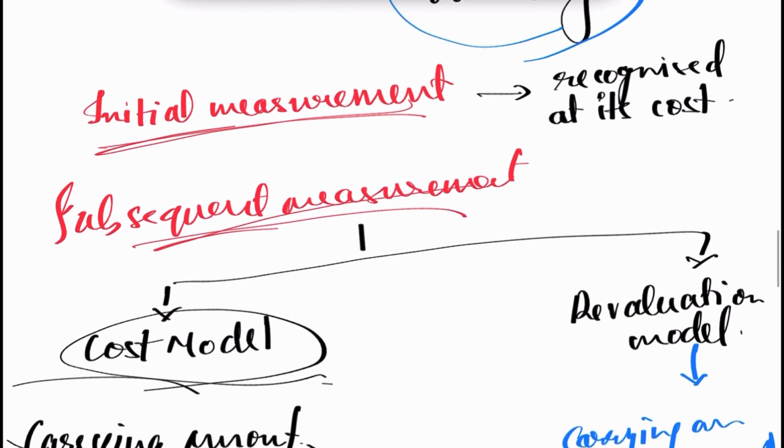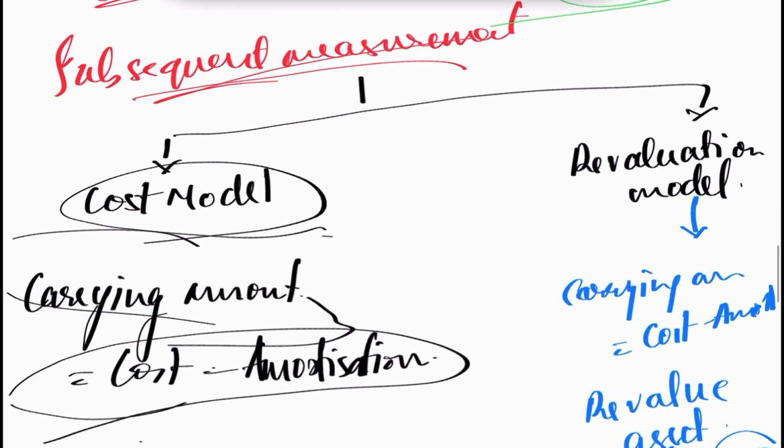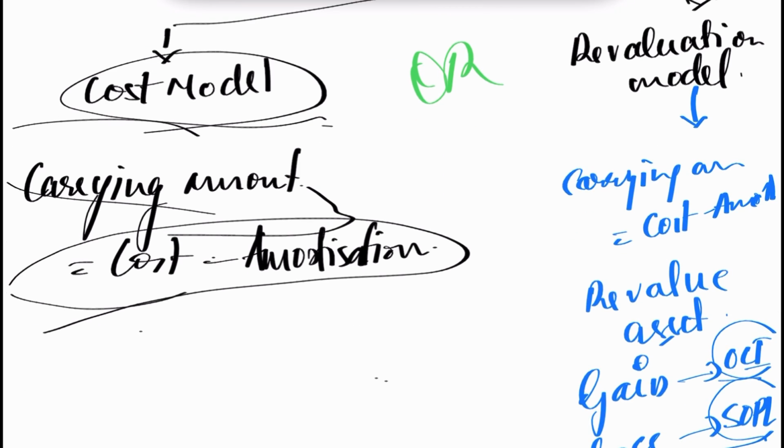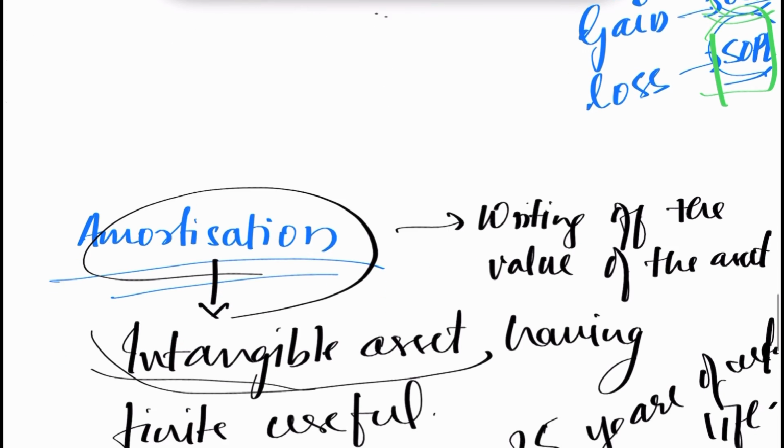Then initial measurement. Initially, intangible assets are recognized at cost. Subsequently, there are two models, cost model or revaluation model. If you are choosing the cost model, then carrying amount will be cost minus amortization for intangible assets with finite useful life. In the revaluation model, we have to identify the carrying amount, then revalue the asset. If there is any gain, it should be shown under OCI. If there is any loss, it should be shown under statement of profit and loss.